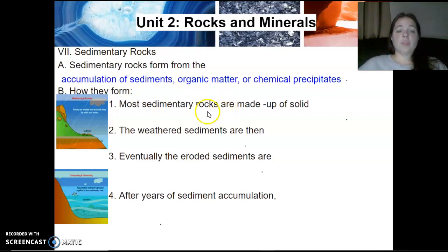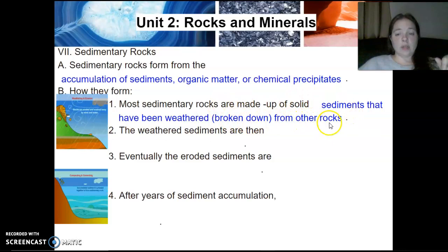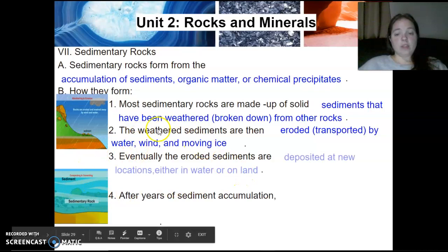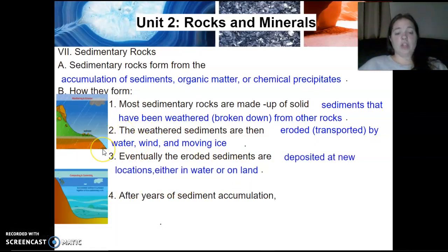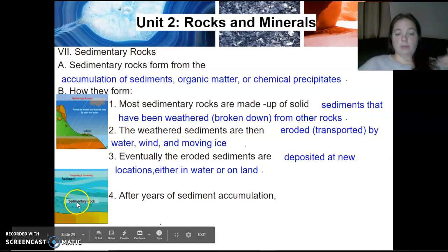Now sedimentary rocks are formed by sediments that have been weathered, broken down from other rocks. You can see that right here, how they're broken down, they're falling down, and that makes sediments. These weathered sediments are then eroded or transported by water, wind, and moving ice. Eventually, the eroded sediments are deposited at a new location, either in water or on land. And right here, you can see these fall down here, and then some fall into the water. And then it starts to build and build and build.